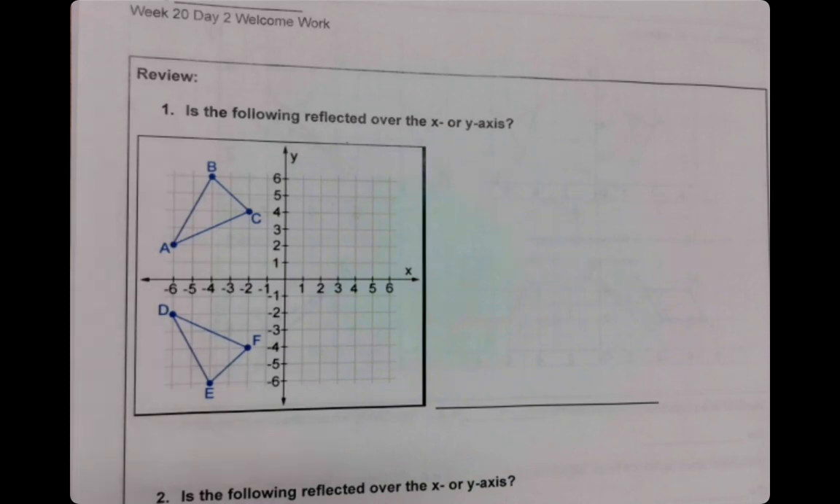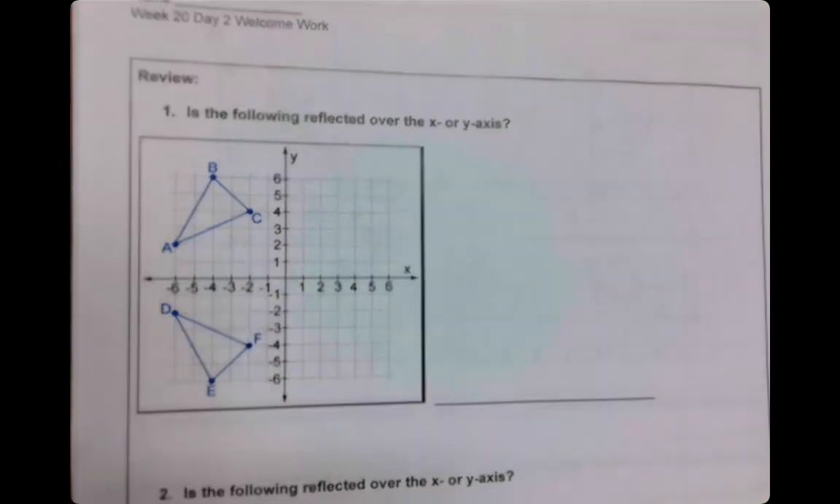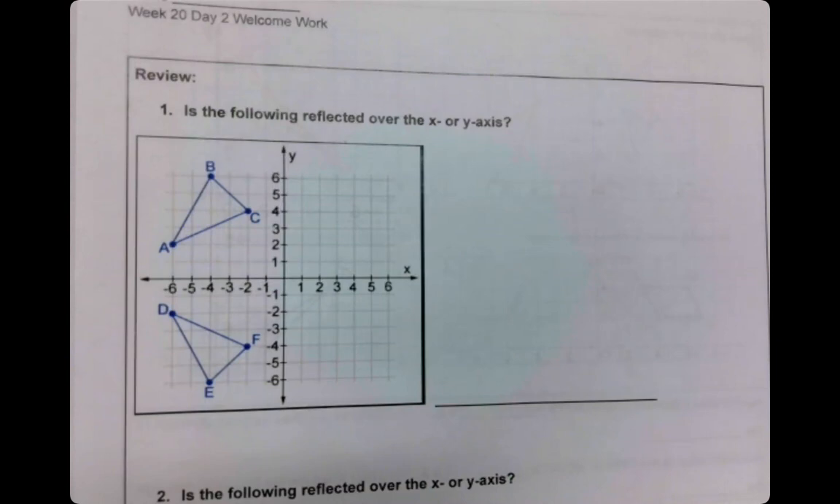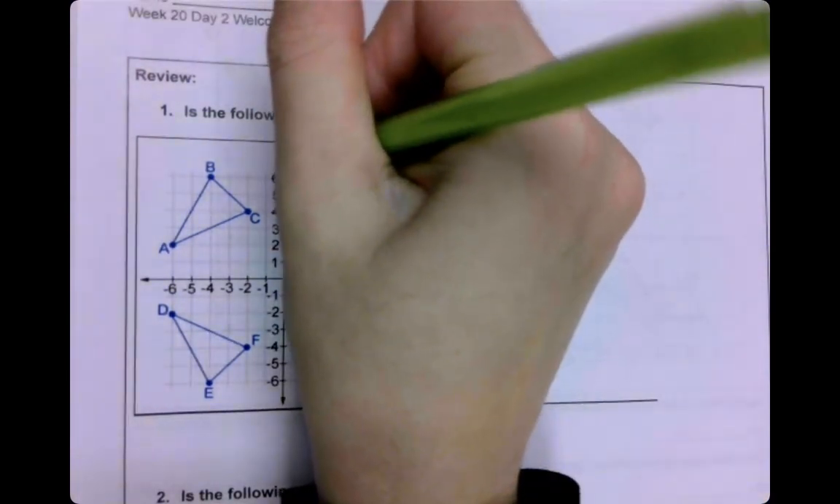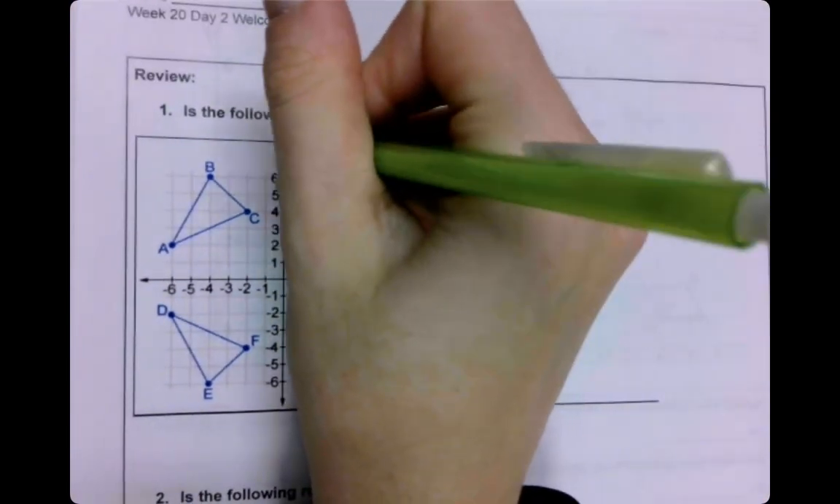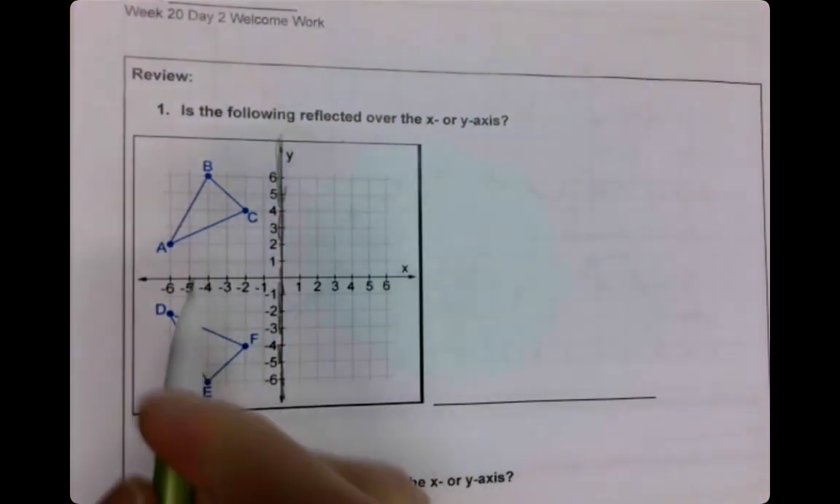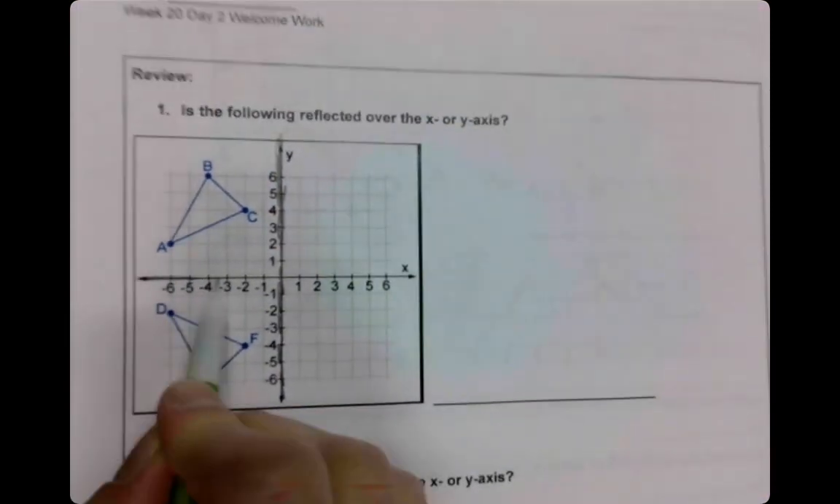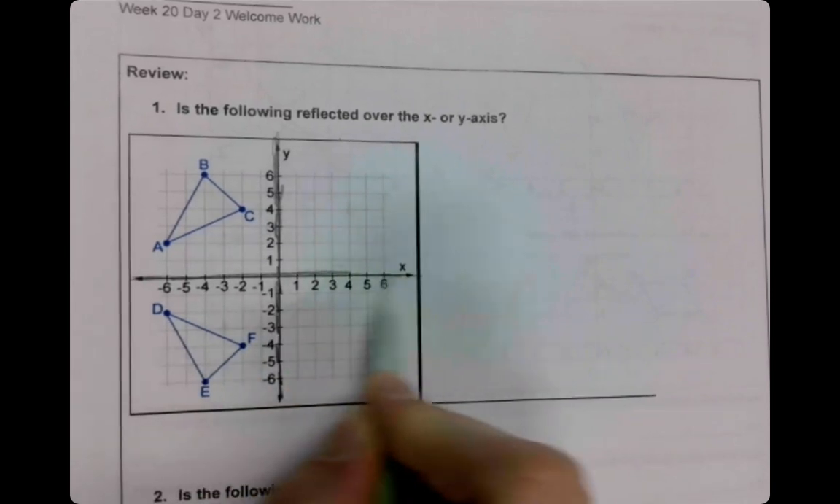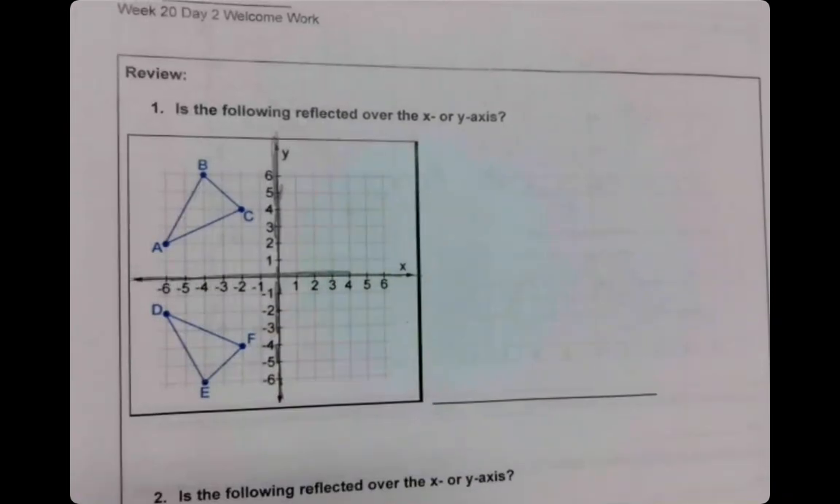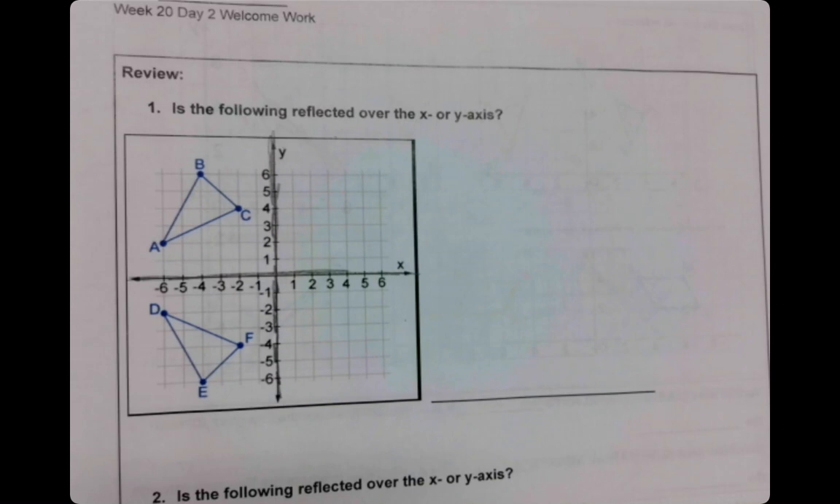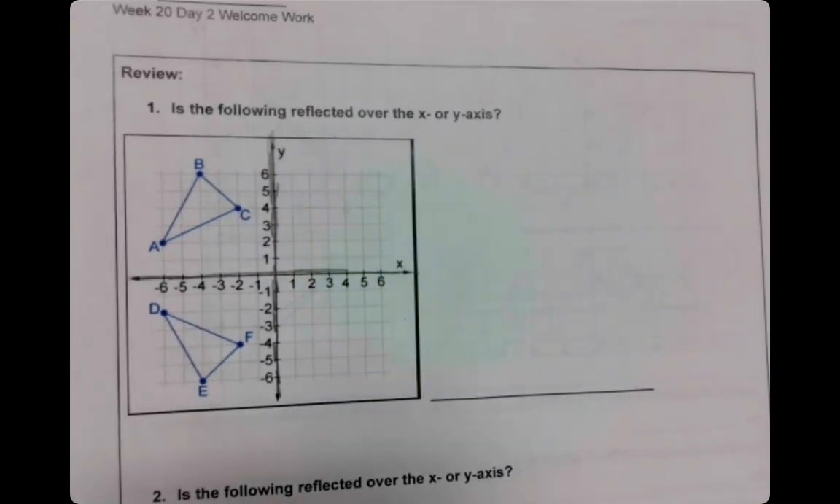So, looking at the first one, right? Thinking about it, this is our Y axis because it has a Y with it, right? This is our x-axis. So which one is it flipped over? X or Y? X is what we should be saying.